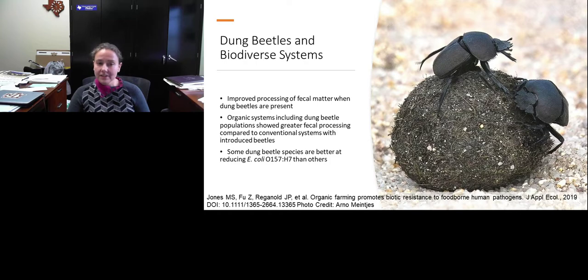They also found that some dung beetle species are better at reducing E. coli O157:H7 than others. So they hypothesized that there are combined effects of a biodiverse soil microbial population and a biodiverse insect population that's supported by an organic system that really made the difference in the processing of fecal matter, and in particular the processing of E. coli O157:H7 in that environment.